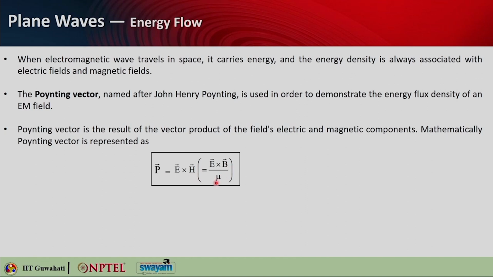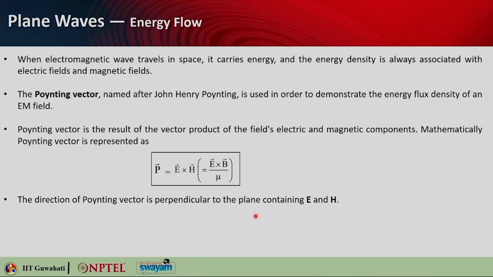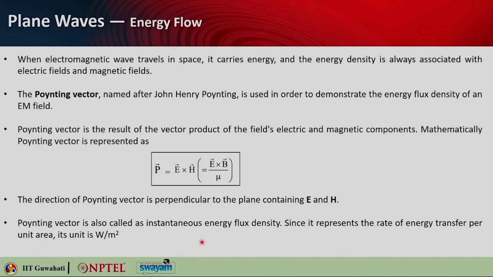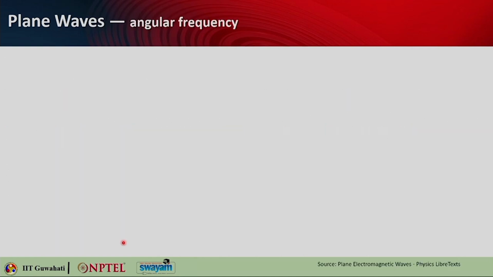Now H can be written as B over μ, so this is how it looks: E cross B over μ. The Poynting vector is a cross product of two vectors, so it will be in the direction perpendicular to the plane containing E and H. The Poynting vector is also called the instantaneous energy flux density, since it represents the rate of energy transfer per unit area. So it has a unit of watt per meter square. Clear? The next attribute of the plane wave is the angular frequency.